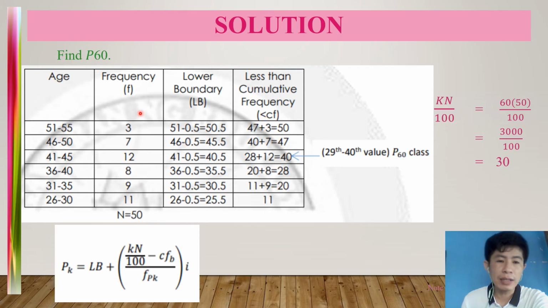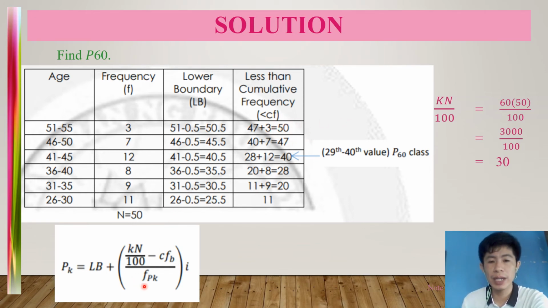Okay. So take note that if we add this frequency, 3 plus 7 plus 12 plus 8 plus 9 plus 11, that is equal to 50. So n is equal to 50. Or in the problem, we have 50 employees. Okay, to check whether you got this data correct, this last number here in the less than cumulative frequency must be equal to n. So n is 50, and then the uppermost part of the less than cumulative frequency must also be 50.